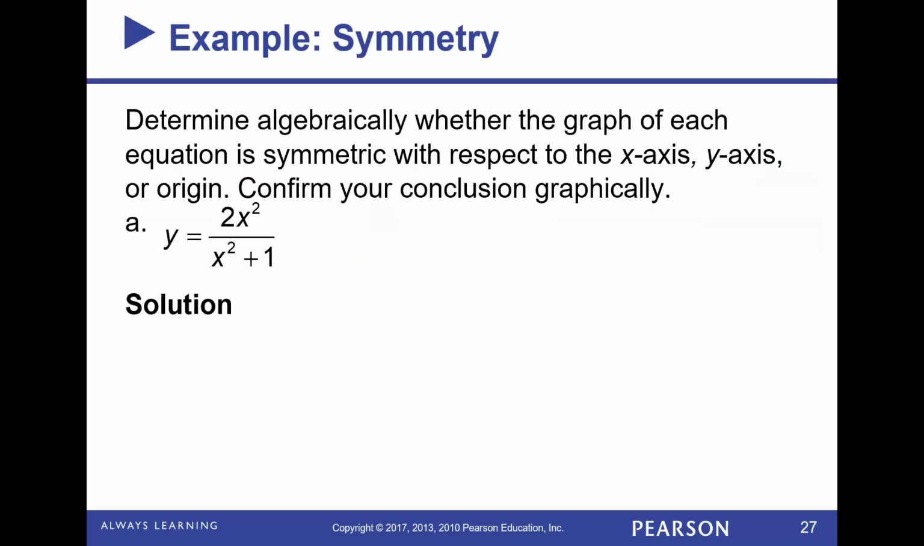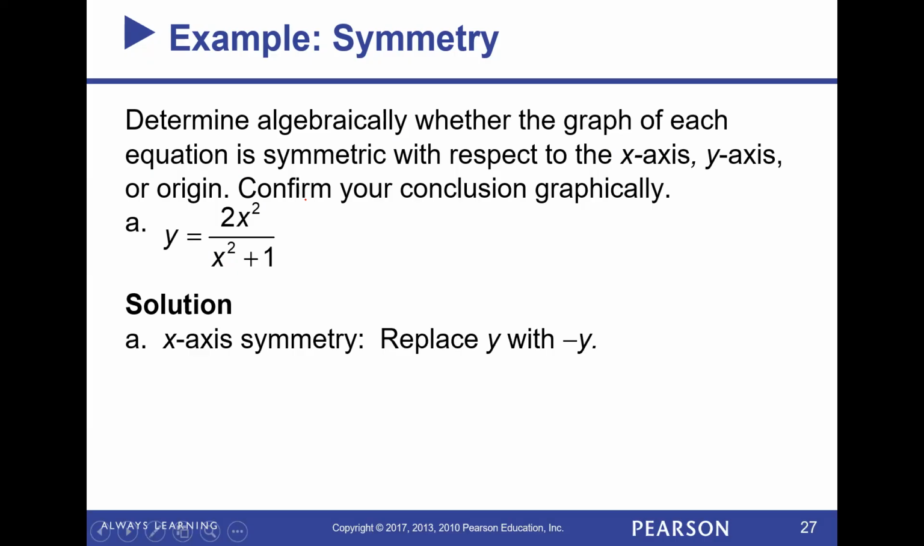So let's determine algebraically whether this equation here is symmetric about the x-axis, y-axis, or origin. And we'll try to graph it in the calculator to also confirm it graphically. So our original equation is y equals 2x squared divided by the quantity of x squared plus 1. So we'll start with x-axis symmetry.